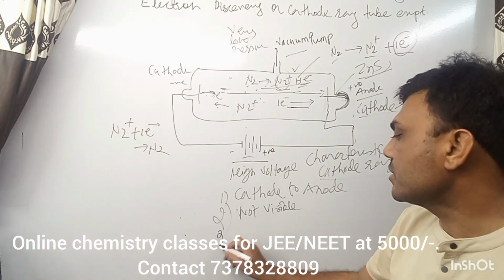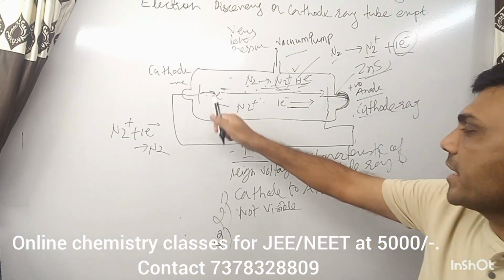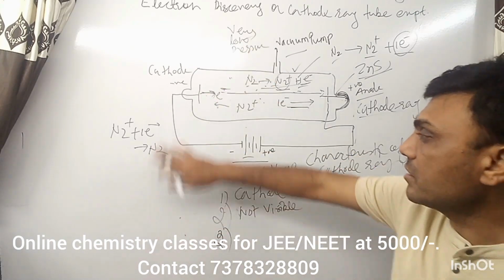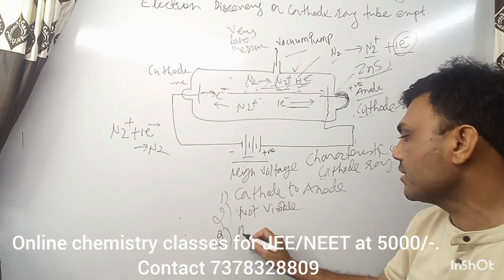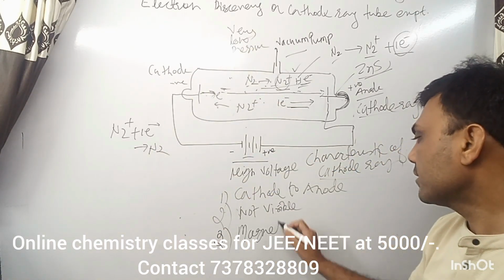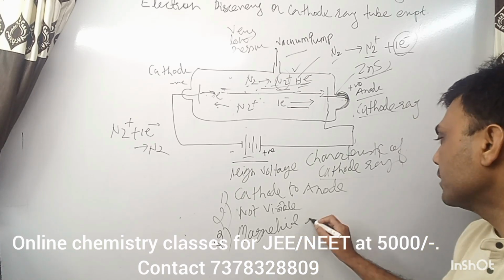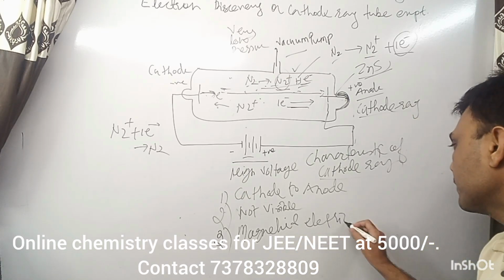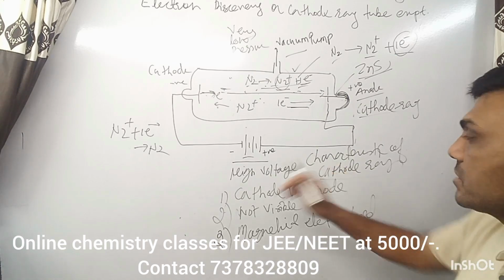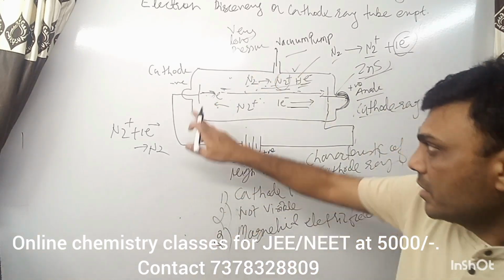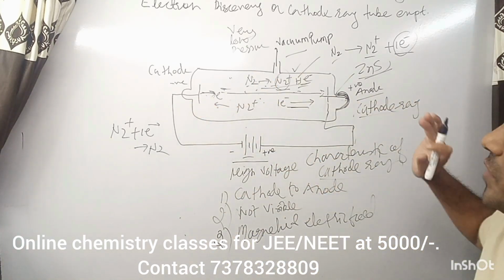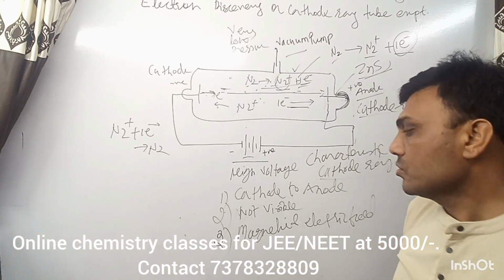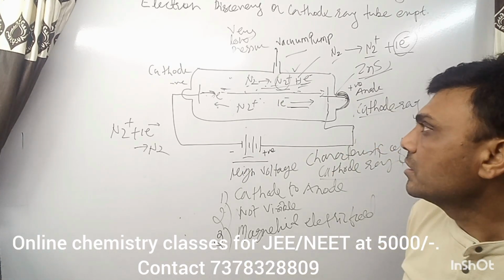Now the third characteristic of the cathode ray is that in the absence of magnetic and electric field, it will move in a straight line without any deflection. So this is the third characteristic of the cathode ray.